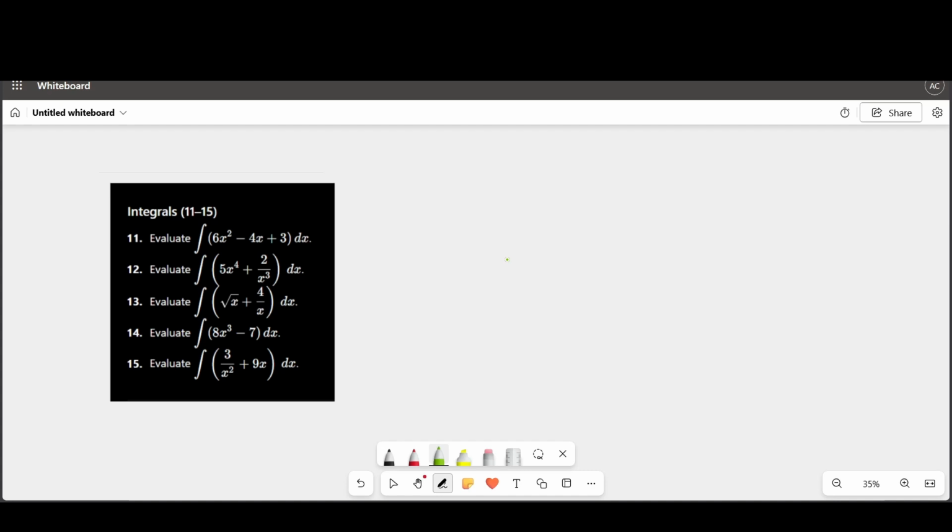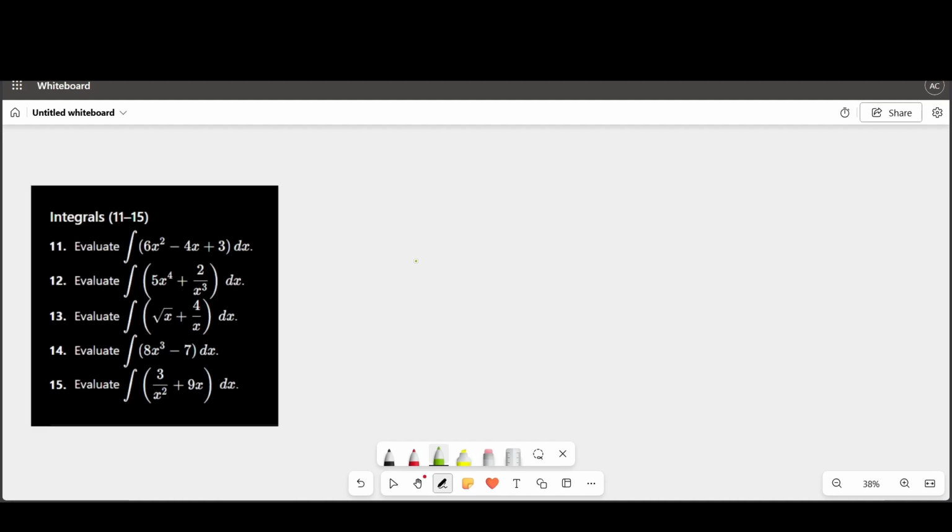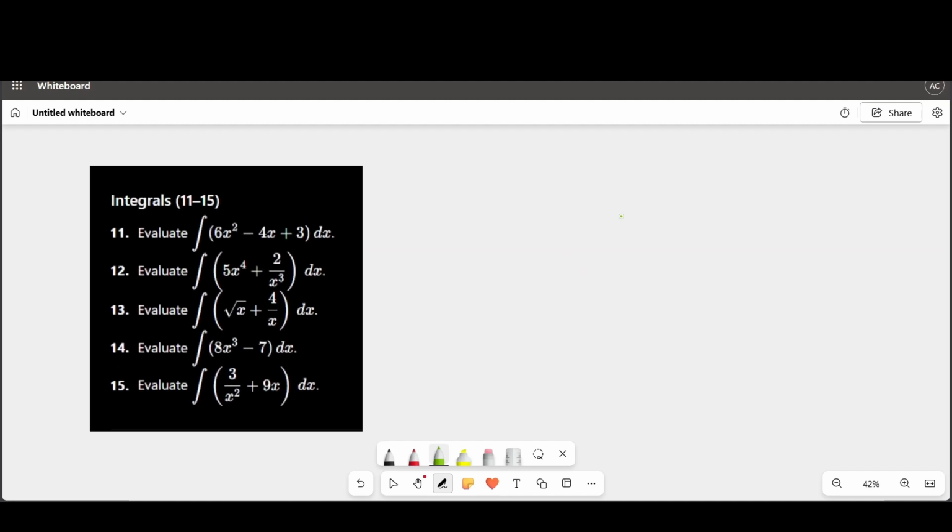It's basically just the antiderivative, but it's more like an antichrist. I'm sorry about that. Okay, that's just a joke.